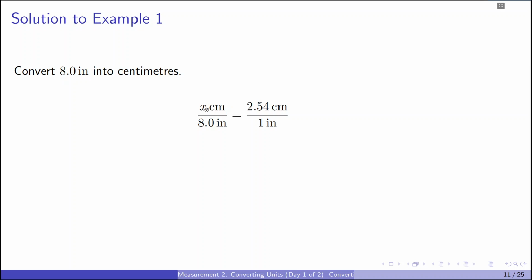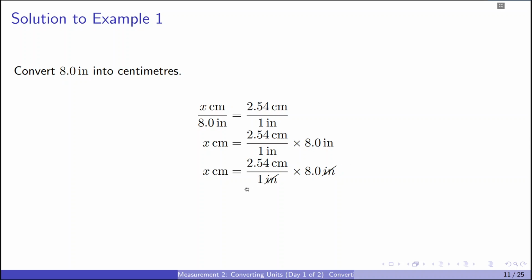Now, how do we get x centimeters on its own? We multiply both sides by 8 inches. And 2.54 centimeters, 2.54 times 8.0, but we see here we can cancel the inches. 2.54 times 8.0 is 20.32. So 20.32 centimeters is equal to 8.0 inches.